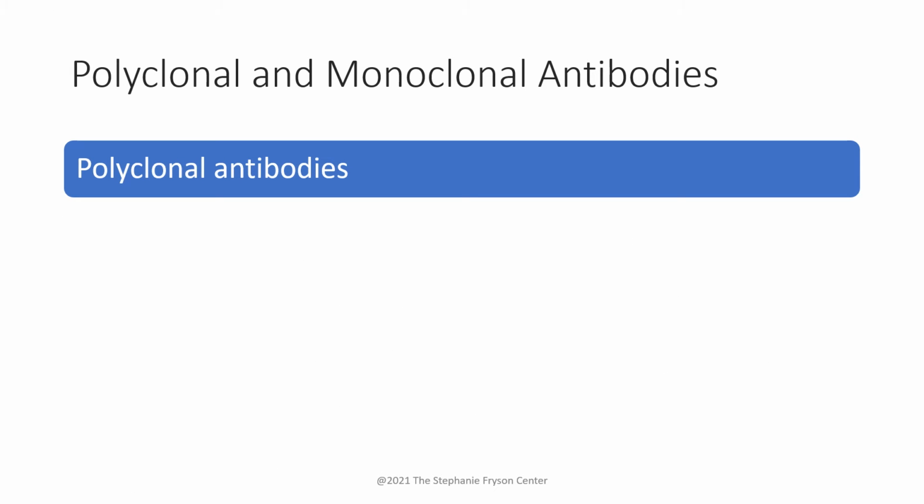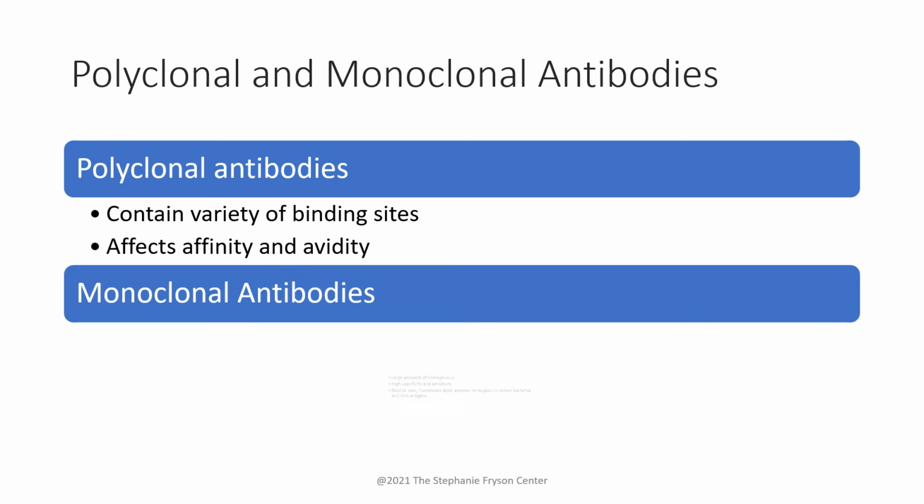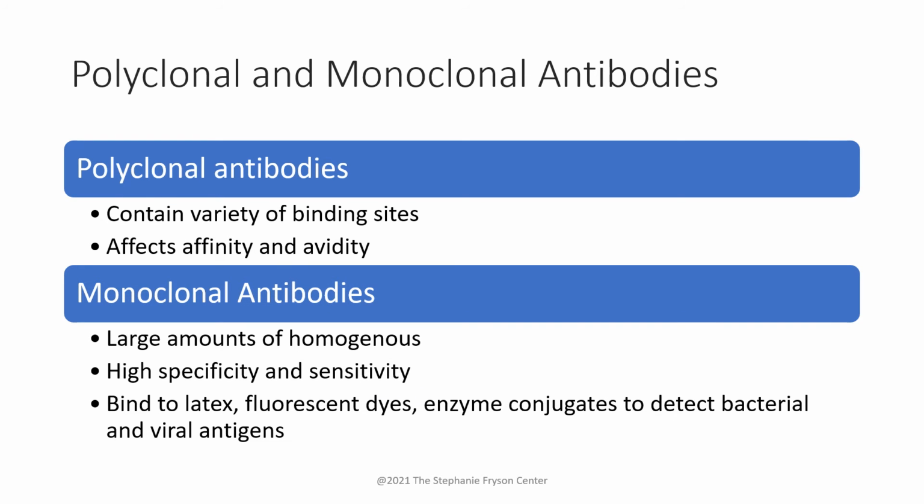All right, so antibodies that you can see in the laboratory, and again, this comes up in blood bank, this comes up in serology. Polyclonal antibodies, poly meaning multiple, contain a variety of binding sites. This affects the affinity and the avidity, meaning how strong it is to one and how strong it is to the group. Monoclonal antibodies have a large amount of homogeneous binding sites, right? So it's highly specific and sensitive, and it's looking for one type of antibody.